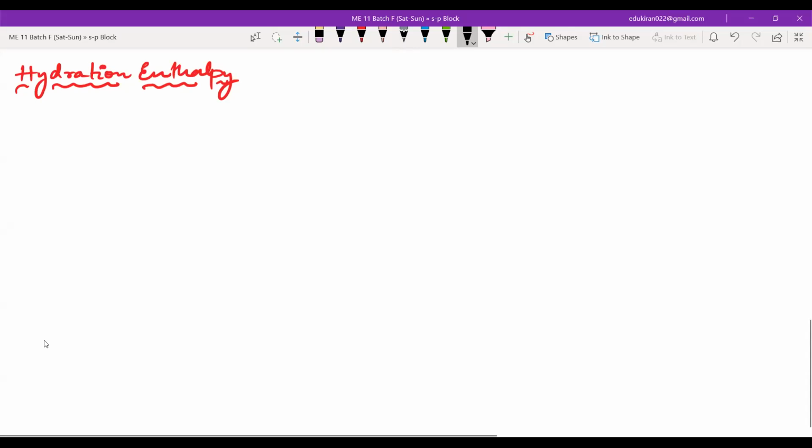So the first thing is, for hydration enthalpy, you need a gaseous ion of any metal. This will interact with H2O, right? So what I will discuss about hydration enthalpy is two things. I will talk about lithium positive, and I will talk about cesium positive.